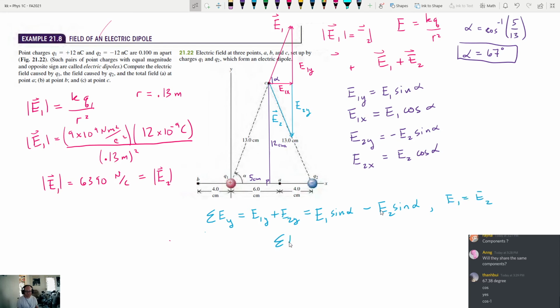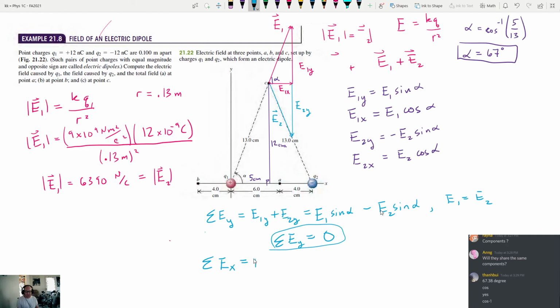So the sum of the electric field vectors in the y direction is equal to 0. That's the y component, 0. We need to do the same thing in the x direction. We'll sum up all the vectors in the x direction. Notice this is really similar to stuff you probably did in Physics 1a.